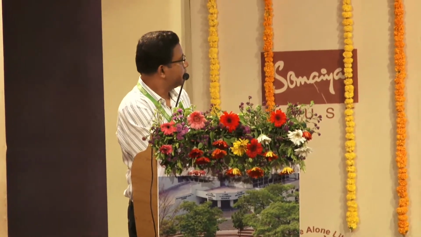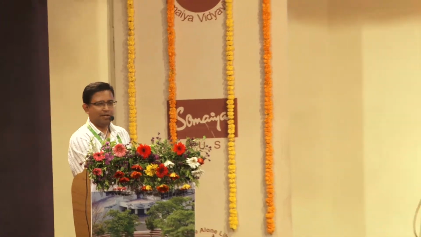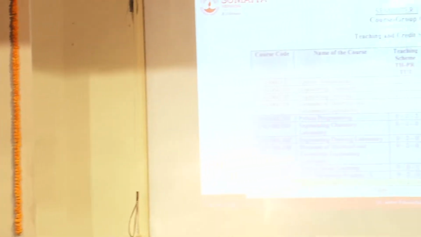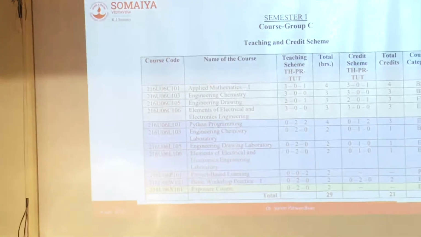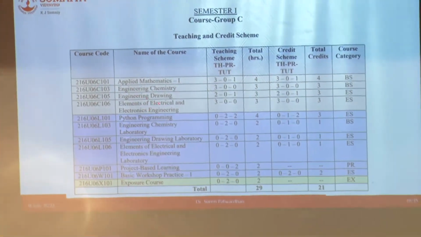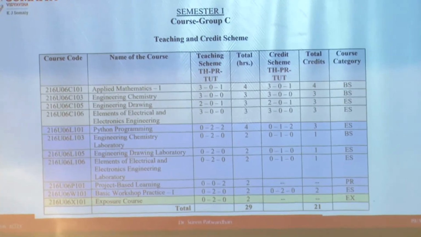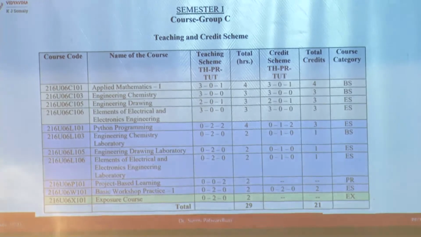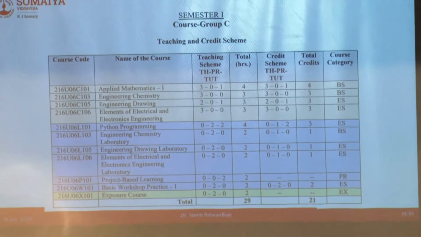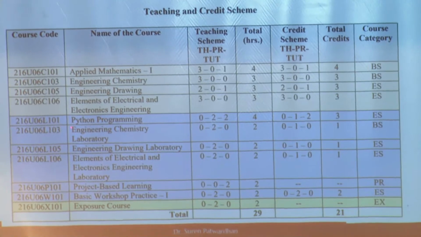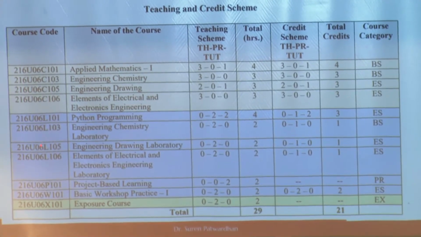For example, in semester 1, you have been admitted in group C. So you can check the courses under group C. It will be applied mathematics 1, then engineering chemistry. Roughly you can take C for chemistry here, only in SEM 1. So engineering chemistry, engineering drawing, EEE, Python programming, and so on. And then obviously you had engineering chemistry theory, that is why you have engineering chemistry lab in the same semester. So these will be the courses you'll be having in group C, semester 1.